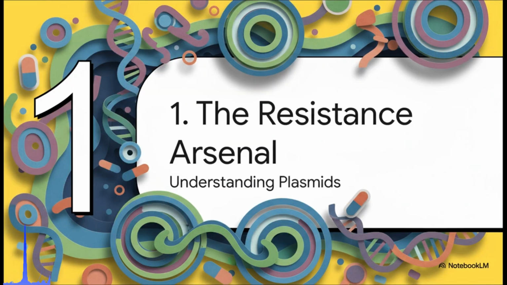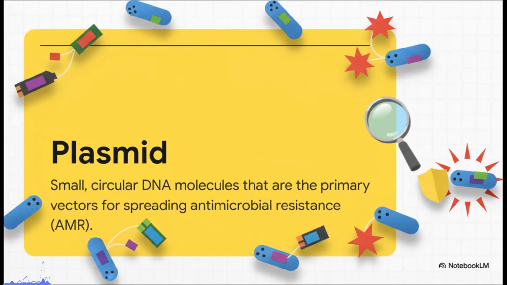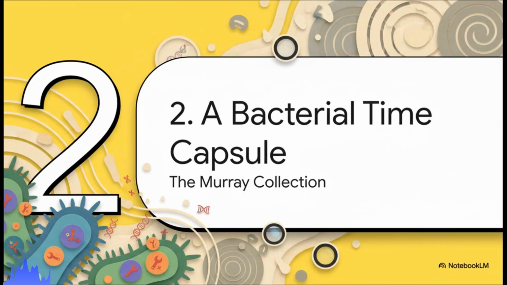First up, we have to define our main subject here, the plasmid. You can think of them as these little interchangeable software cartridges. Bacteria can just swap them back and forth to instantly gain new functions, like, for instance, the ability to completely defeat our best antibiotics. So, to really understand today's super plasmids, we have to see what their ancestors look like.